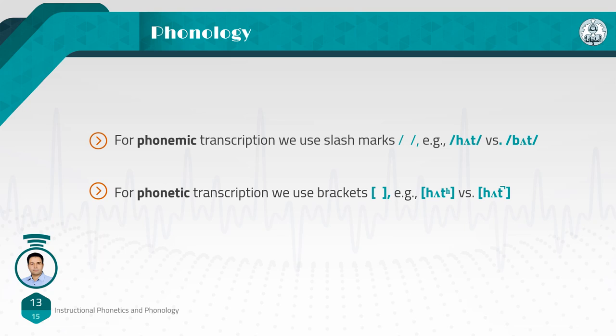hot, or hot. In the first instance, as you can see, there is a small h at the top of T. This shows the puff of air, and we show it in brackets because it is related to phonetics, not phonemic difference, because it is not meaning distinguishable. And also, there is another symbol at the top of T which shows that there is no puff of air. For example, hot. You can't even hear the T sound. So this is the difference between phonemic transcription and phonetic transcription.